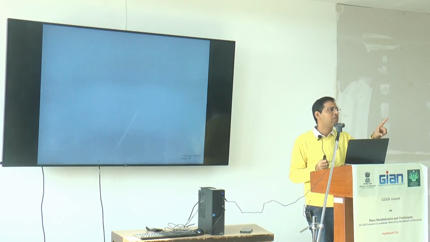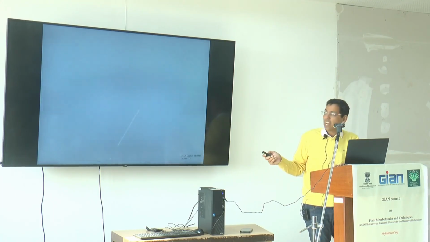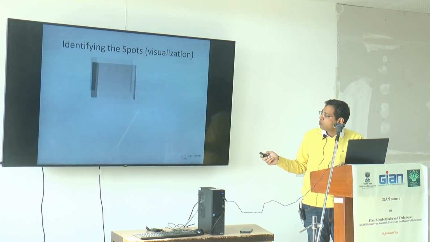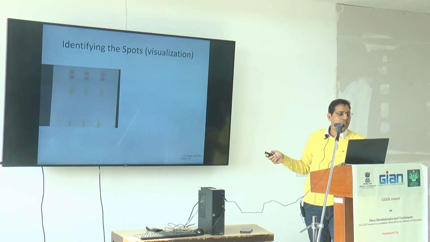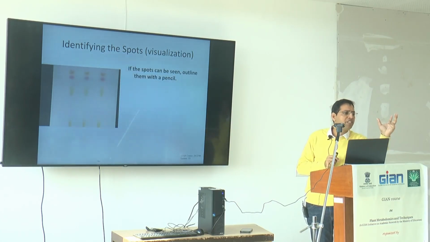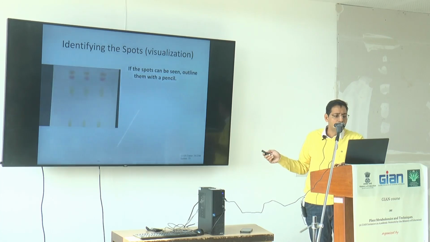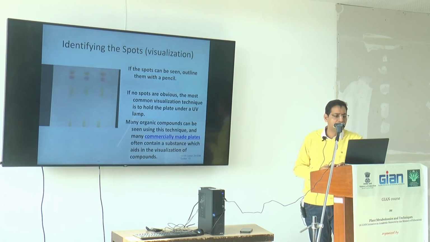Now the second point in this TLC: how do you identify these spots? Spot identification is another component. If the spot can be seen, you can outline it with a pencil, and if the spot is not visible, then you can use some other visualization techniques, that is the UV plates or the UV lamps also. And sometimes we use some chemical components also, organic compounds which can be used for this particular detection process.